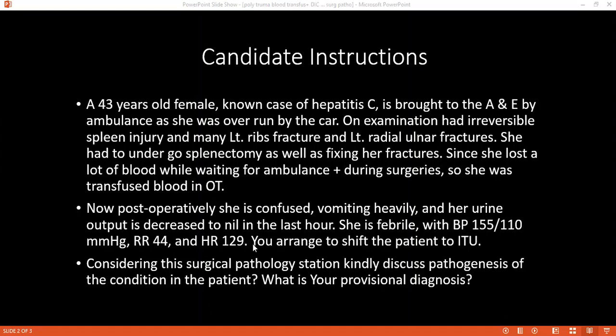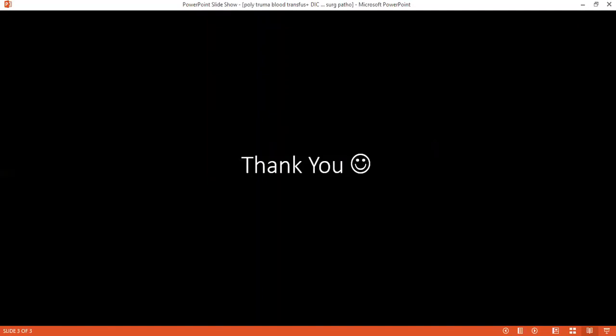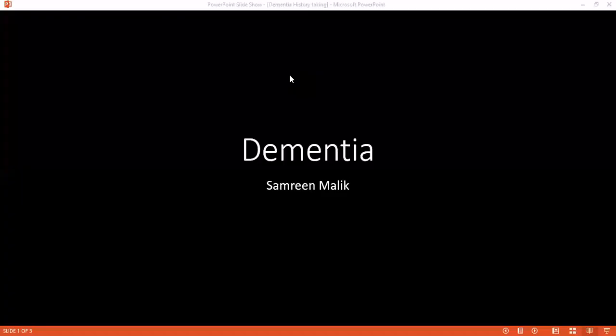If it is nil, zero, then first of all, I'll consider if there's any blockage in the catheter. I'll flush the urinary catheter and see if there's urine. If the urinary catheter is not blocked, then I'll consider any other pre-renal or renal causes. Very good. Then I'll correct the hydration status. Post-op case, so definitely there is shock and acute kidney injury possible. So many reasons, and DIC as well. So yes, good, very good, very impressive. Thank you.